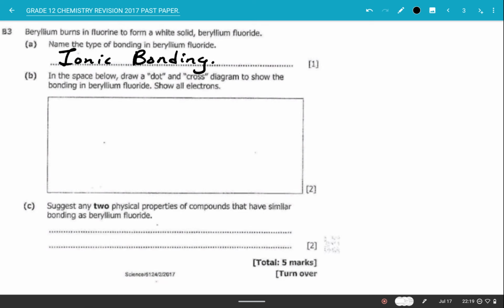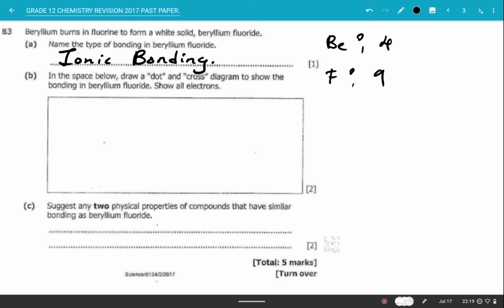Now B says in a space below, draw a dot and cross diagram to show the bonding in beryllium fluoride. Show all electrons. Alright, so in order to do this, we need first to understand how many electrons are present in beryllium. So we have beryllium. So beryllium has the mass number of 9 and electron number of 4. So we basically have 4 electrons in beryllium, while we have 9 electrons in what?